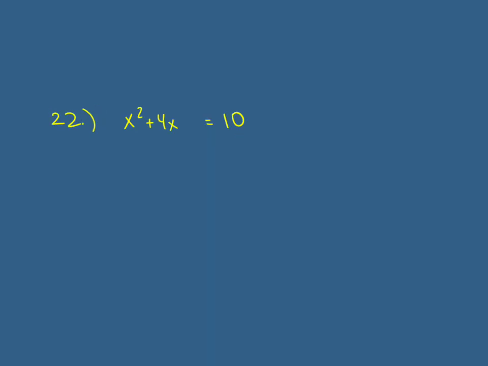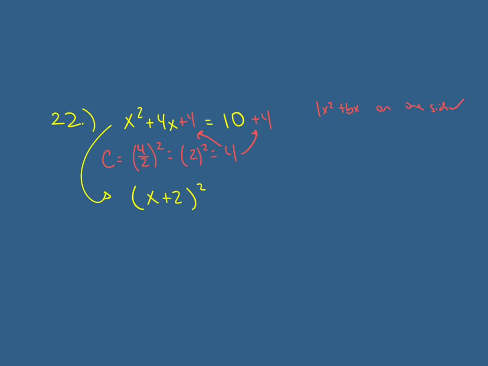22. 22 is actually going to use the steps for completing the square. Step 1 is already done for you because they already have 1x squared plus bx on one side. So that's done. So that means I have to create a C. C equals 4 over 2 squared. Half of 4 is 2, so it's 2 squared, which is 4. So I'm going to add this to both sides. I'm going to put it there and there. So the left side becomes x plus 2 squared because that's a perfect square trinomial. The right side is 14.